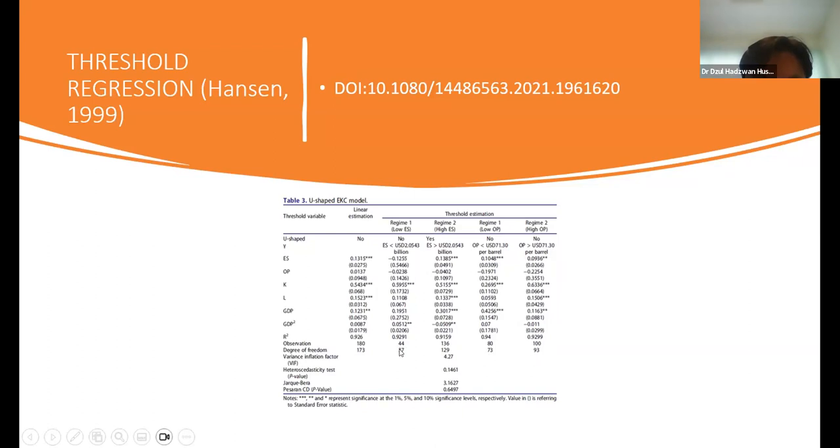If your degree of freedom is below 30, then your estimation will be questionable. In statistics, we believe that our observations must be at least 30 after you deduct your independent variables. So you need to take good care of that. It does not mean that having 30 observations is enough. You need to think about how many observations and how many independent variables you have, because in the end of the day, we are not looking at the number of observations. We are looking at the degree of freedom. How tight is your degree of freedom? This is one of the weaknesses if you use the general threshold regression proposed by Hansen.